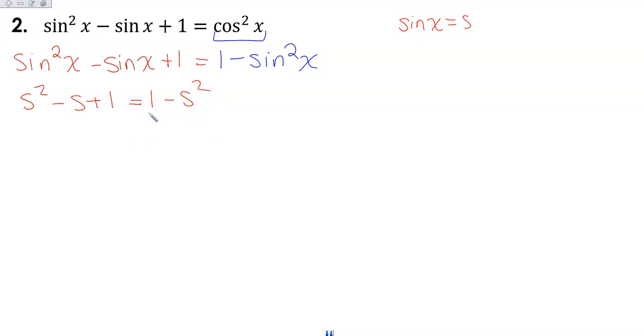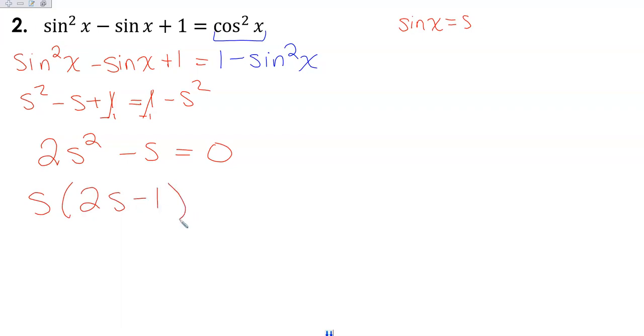If I subtract 1 from both sides, these are going to zero out. And then we're going to add s squared to both sides. So I'm going to get 2s squared minus s equals 0. Okay, from here we're going to factor out an s and get 2s minus 1. And then again, we're going to set each piece equal to 0. So I'm going to go ahead and switch this one to sine.